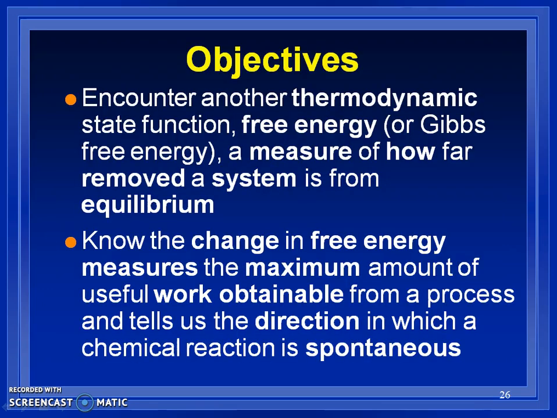So now to your notes packet, and in this section, your objectives is going to, again, encounter another thermodynamic state function. It's a state function because of that delta sign, right? We just need to know the final and the initial. You don't really need to know the path it took. And this is a measure of how far removed a system actually is from equilibrium. Is it going towards the left of equilibrium or to the right of equilibrium? Equilibrium is where delta G is 0. And we need to know the change in free energy measures the maximum amount of useful work obtainable from that process. And it tells us the direction in which that reaction is going to be spontaneous.